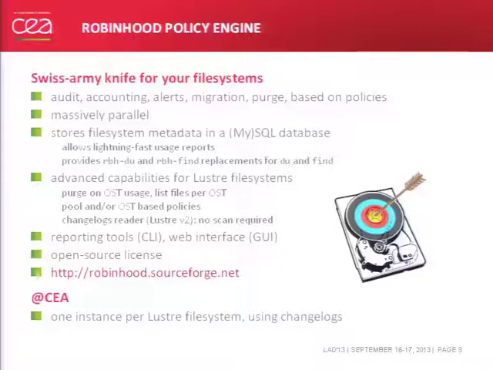It's really a Swiss Army knife for your file systems. The main features are auditing, accounting, migration, purge. Everything you can want to do on a file system, you can do that based on policies. It's massively parallel. And the main idea behind Robinhood is to give you an accurate representation of your file system metadata in a SQL database. The main advantage of that is that you can get very fast reports on your file system usage.